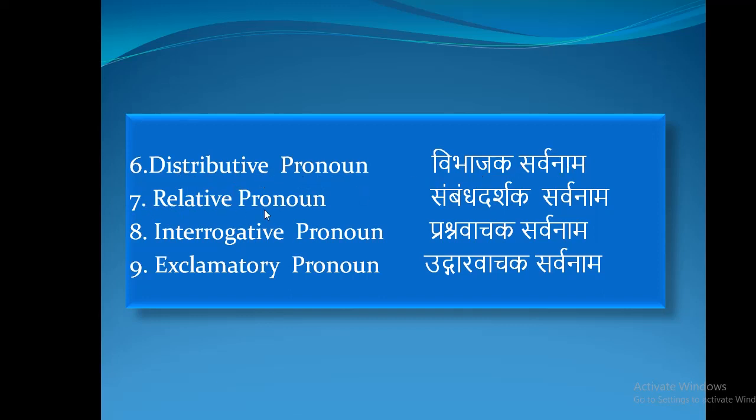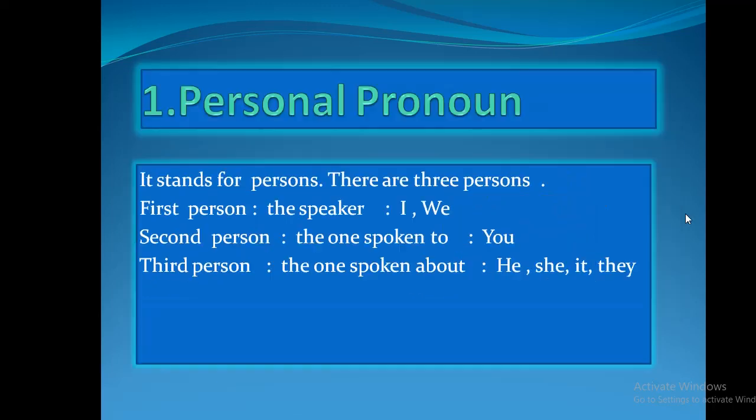Number 7, relative pronoun, संबंधदर्शक सर्वनाम. Number 8, interrogative pronoun, प्रश्नवाचक सर्वनाम. And last, ninth number, exclamatory pronoun, उद्गारवाचक सर्वनाम.